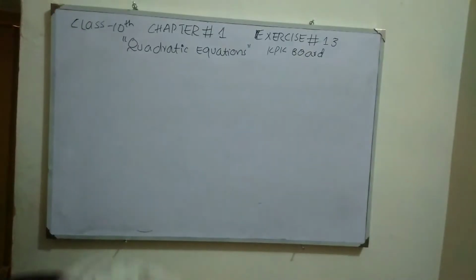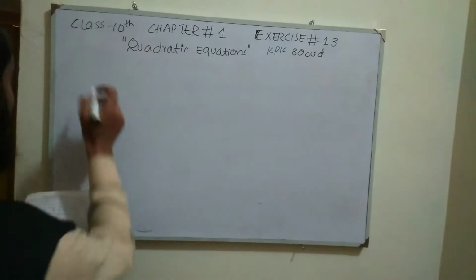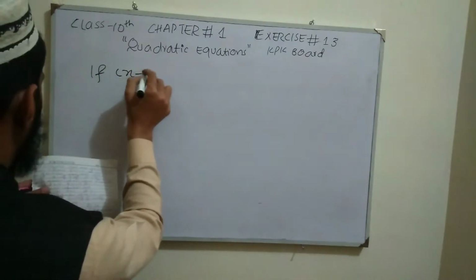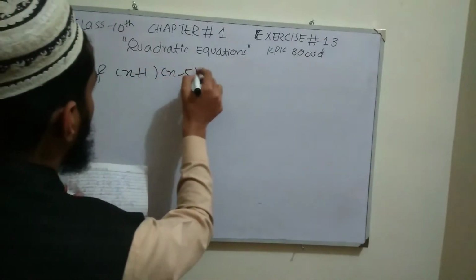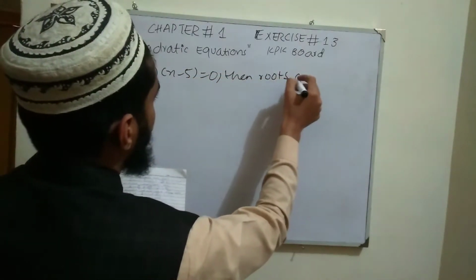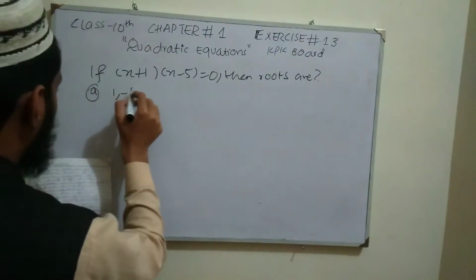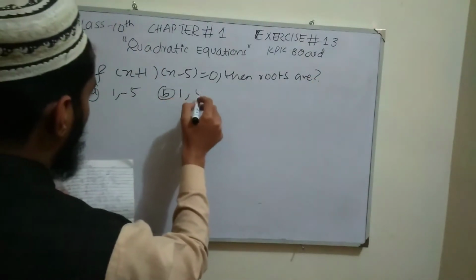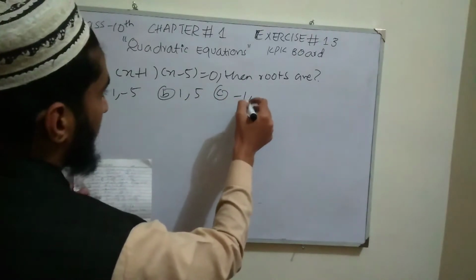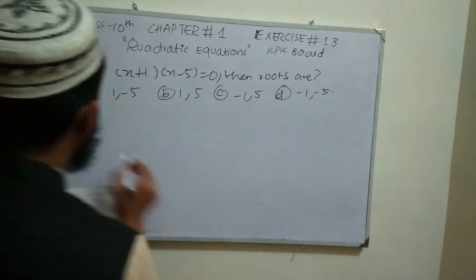MCQ number 1: if (x plus 1)(x minus 5) is equal to 0, then the roots are. Option A is 1, minus 5; B is 1, 5; C is minus 1, 5; and D is minus 1, minus 5. Solution.